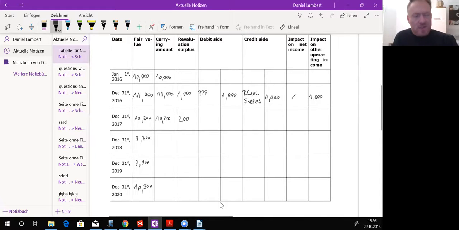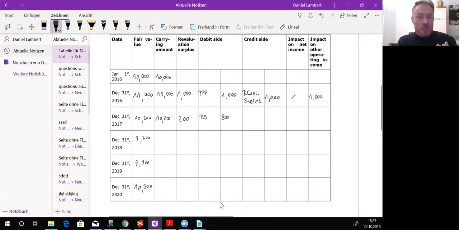And that means, again, that revaluation surplus is going to be touched on the debit side. Revaluation surplus, of course, is part of the balance sheet, is part of the right-hand side of the balance sheet. And where do the right-hand side accounts of the balance sheet go down? They go down on the left-hand side.